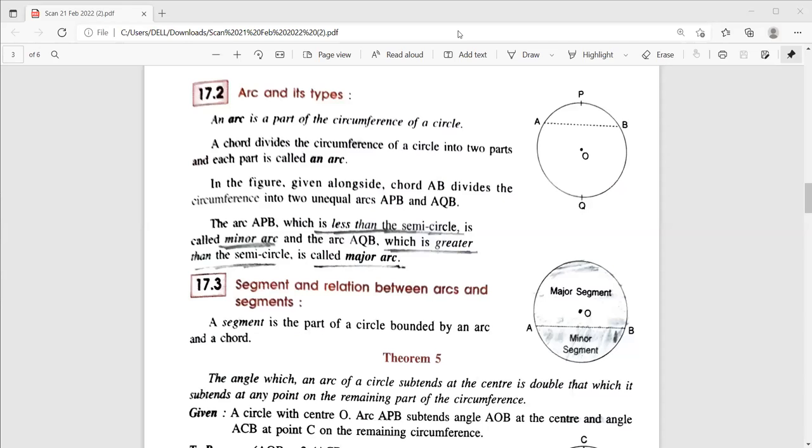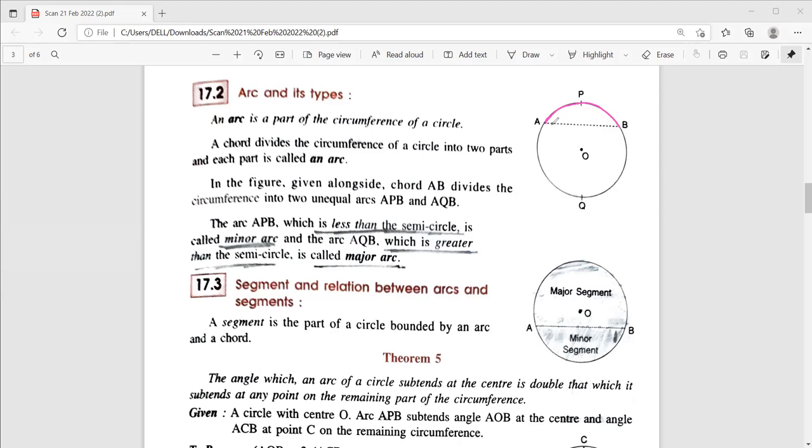Now we are going for arc and its types. See, an arc is part of the circumference of a circle. So you can check here, students, you have a circle here. This part of the circumference you can call an arc. Sometimes arcs are also called the incomplete circle. So this is one arc of the circle, APB.